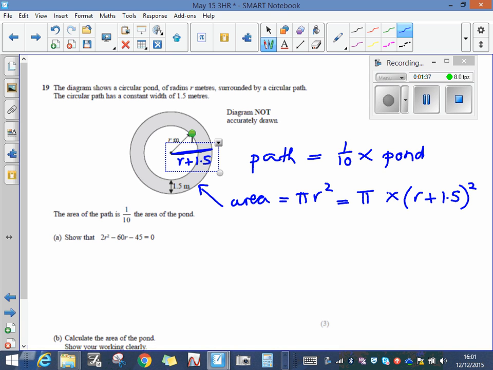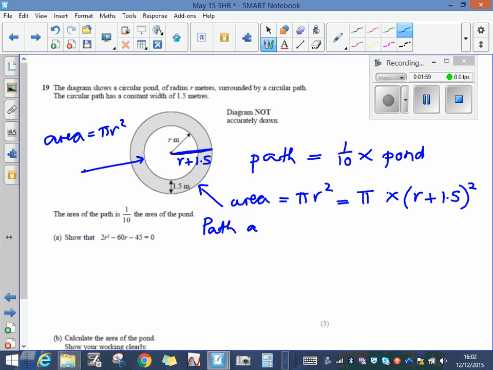Now all that is the area of the outside circle. It's not the area of the path. To work out the area of the path, we need to subtract the area of the inside circle. So let's work out the area of the inside circle. The area again is pi r squared, and this time for the inside circle the radius is r. So the area of the inside circle is pi r squared.